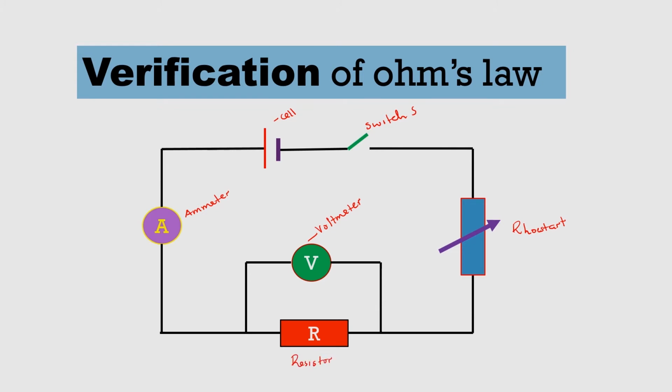The importance of an ammeter is to measure the current. All the current readings are going to be taken from the ammeter, and then the PD readings are supposed to be read from the voltmeter.